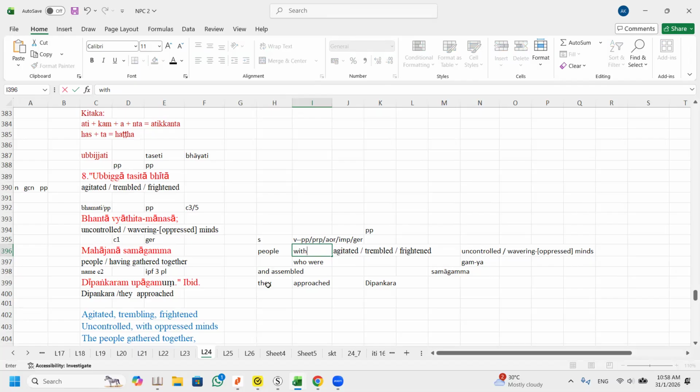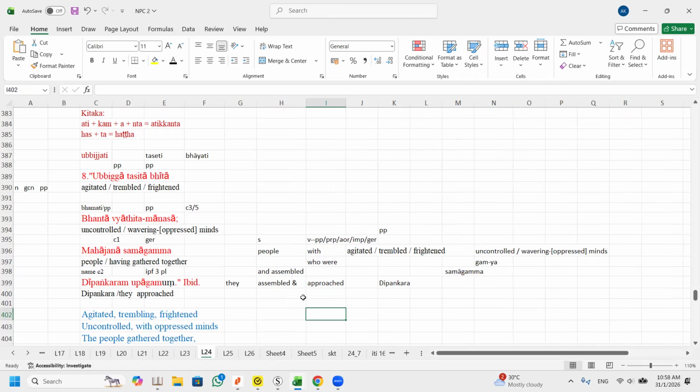Then they assemble, they approach Buddha. So in this case, this word 'they' you can put here, 'they assemble and'. See, that means this one and this one can join. They assemble and approach the Pankara. You know what I mean? So the translation is finished already. That means we get everything in.